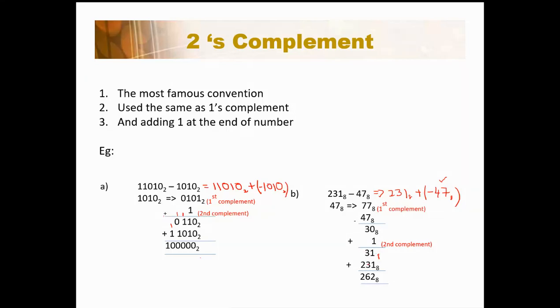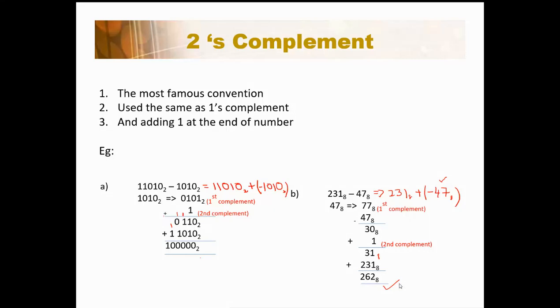So 2, 3, 1 base 8, you add as normal additions of base numbers in the octal numbering system. So 1 plus 1 is 2, 3 plus 3 is 6 and 2. So you got 2, 6, 2 base 8. So this is the answer for the two's complement for this particular question.